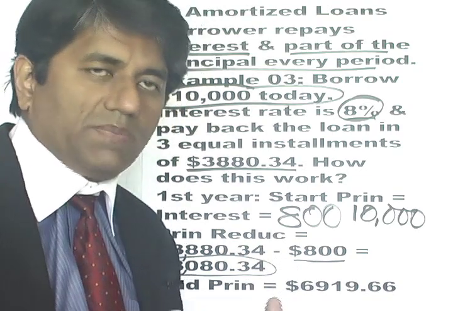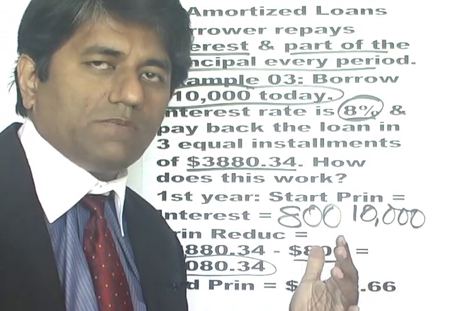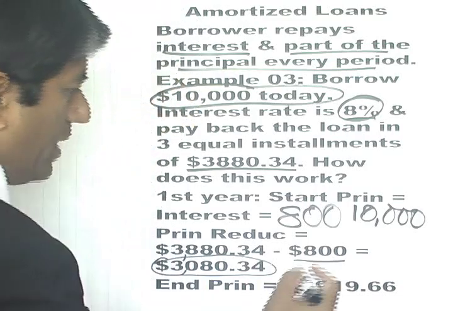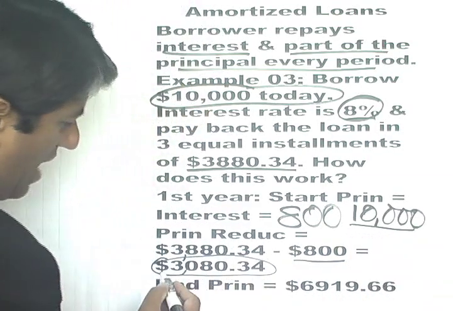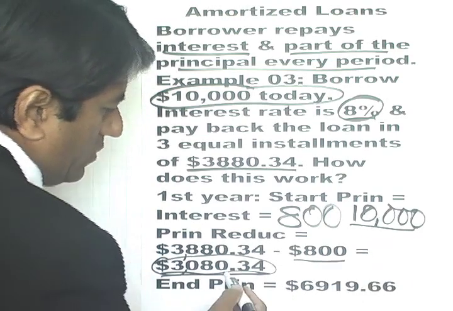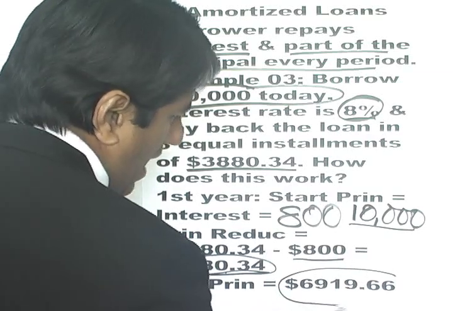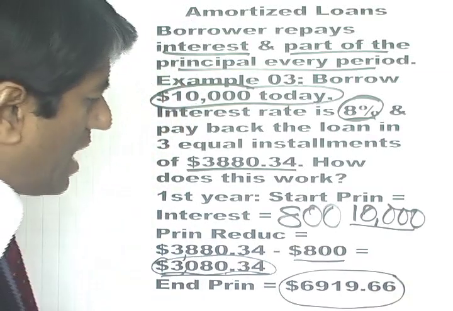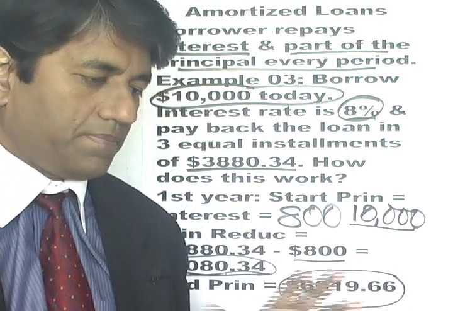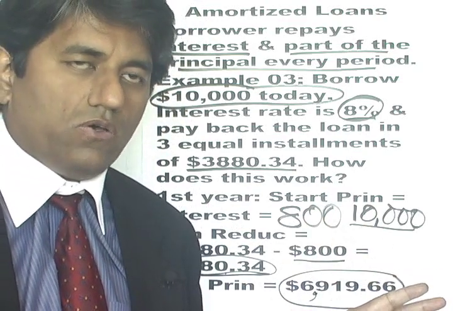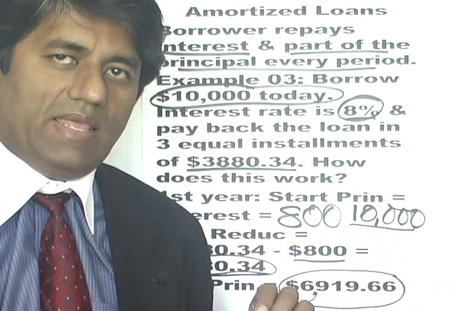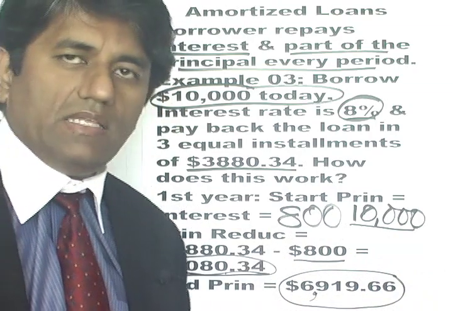So what is the principal outstanding at the end of the first year after this repayment has been made, which is also the principal outstanding at the beginning of the second year? You look at the starting principal, and from that you subtract the repaid amount of principal, which is 3,080 and 34 cents. So from 10,000 you subtract this, and you get the ending principal for the first year as 6,919 and 66 cents. So the loan started out as a $10,000 loan, and after the first payment has been made, the amount remaining to be paid falls to 6,919 and 66 cents.